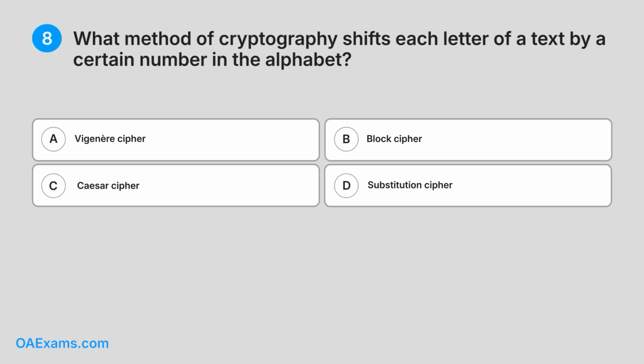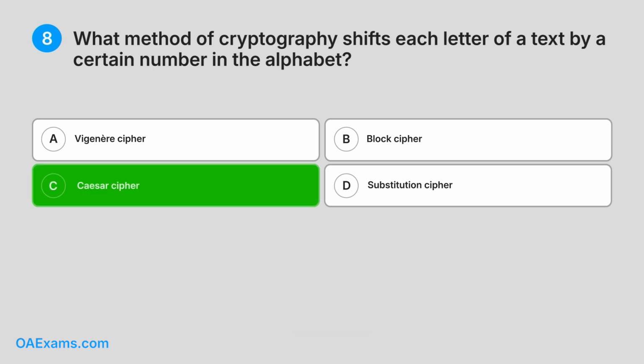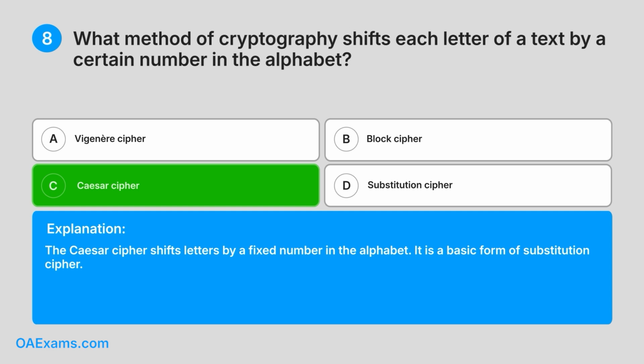8. What method of cryptography shifts each letter of a text by a certain number in the alphabet? A. Vigenère cipher. B. Block cipher. C. Caesar cipher. D. Substitution cipher. Do you know the answer? Correct answer: C. Caesar cipher. Explanation: The Caesar cipher shifts letters by a fixed number in the alphabet. It is a basic form of substitution cipher.